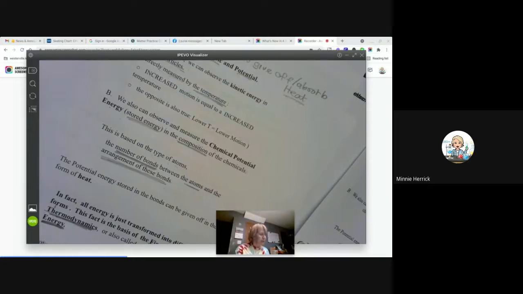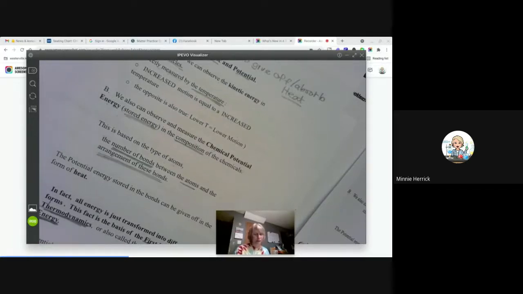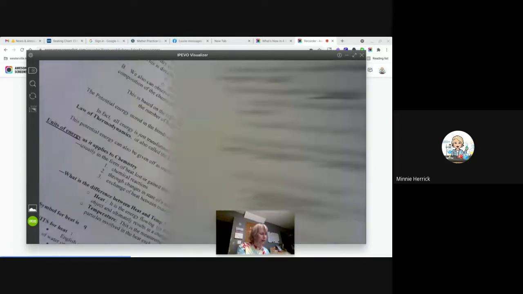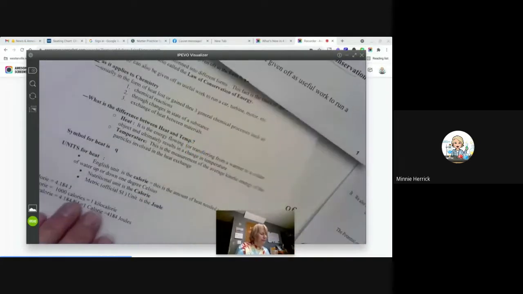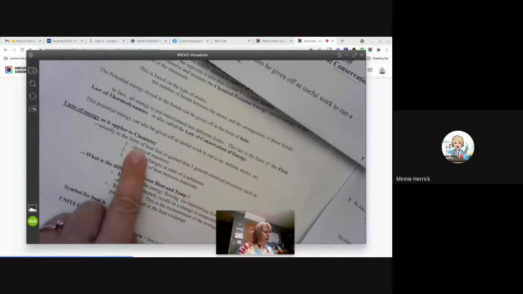Okay, so let's actually talk about the units of energy as it applies to chemistry, and we're going to write that down and get into the actual difference between temperature and heat. So let's move on here. Okay, and we're going to be looking at these units, and we actually need to write them down here. I didn't have them enlarged on a sheet of paper.